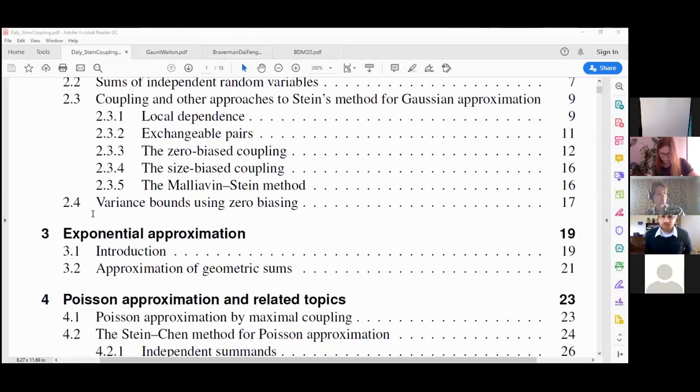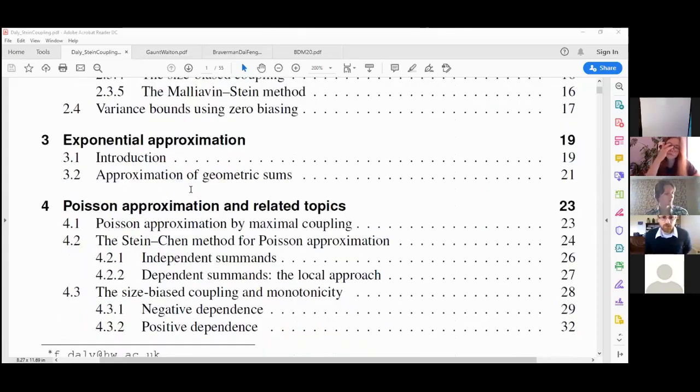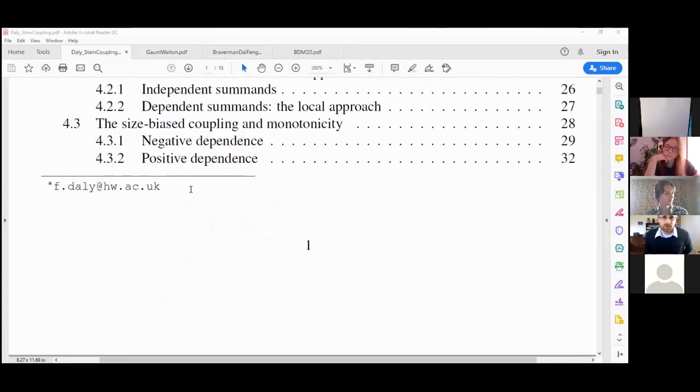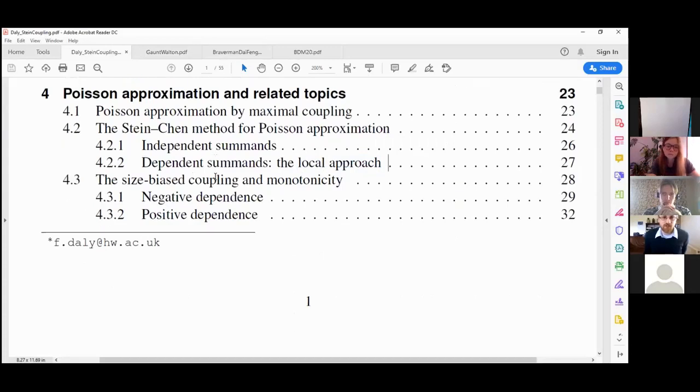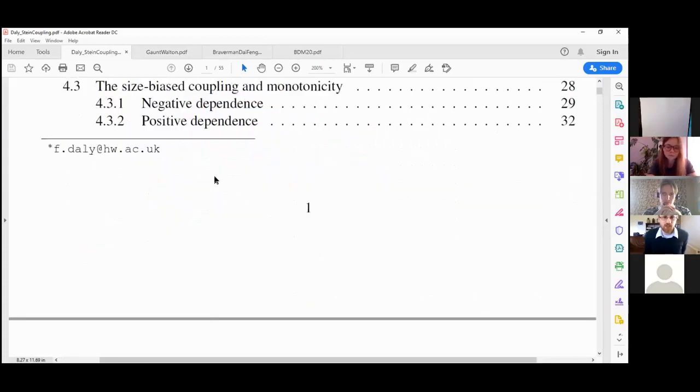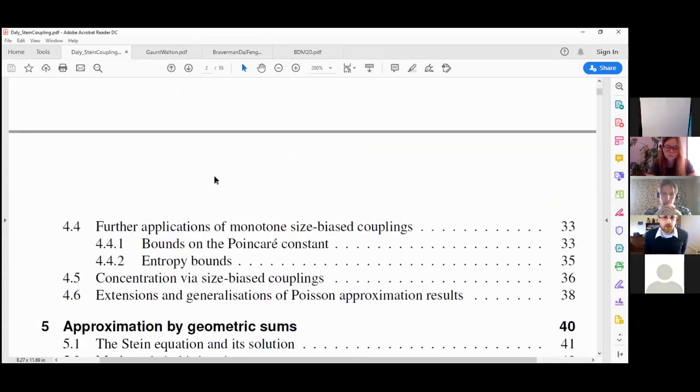By the time we've done that, that'll take us up to more or less the end of the first half. And then we'll spend the second half starting to talk about Poisson approximation. There's quite a lot of Poisson approximation material, so we'll see. Roughly, my plan is to do some introductory stuff and talk about one particular local approach to the dependent case in Poisson approximation this week, and then talk a lot about size bias couplings next week. So most of next week will be Poisson approximation using size bias couplings.